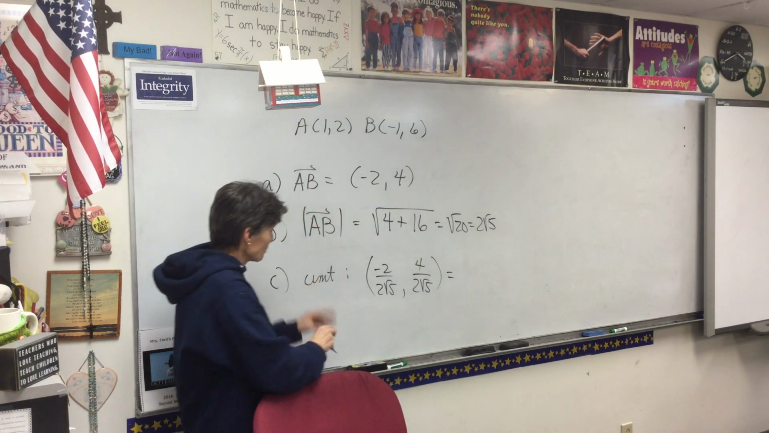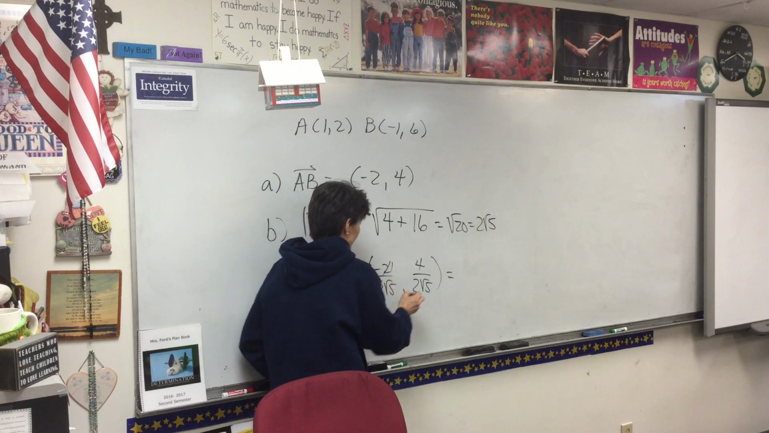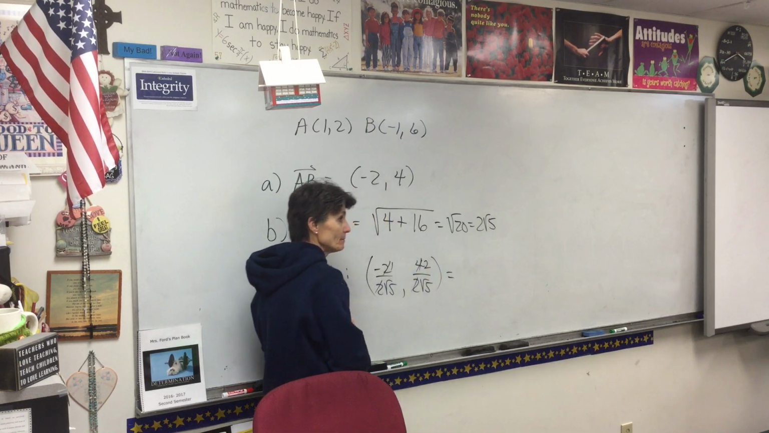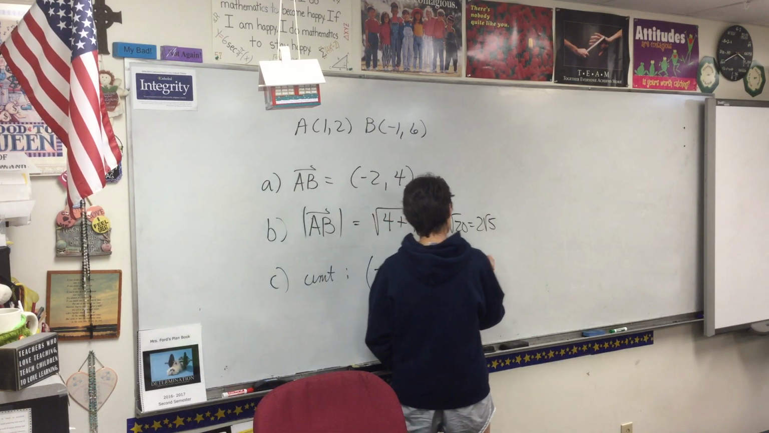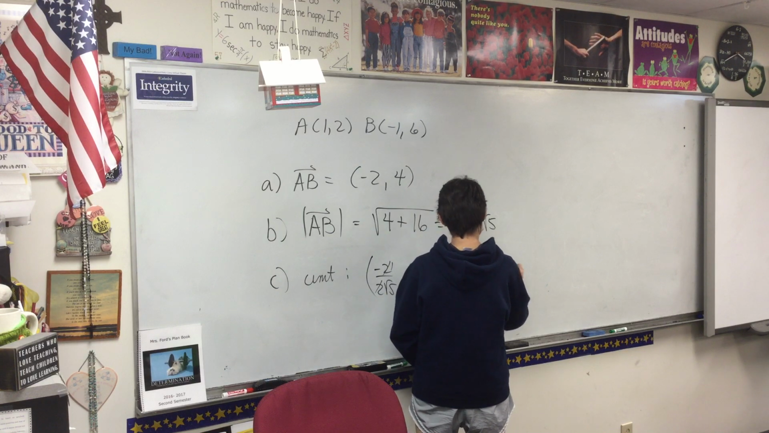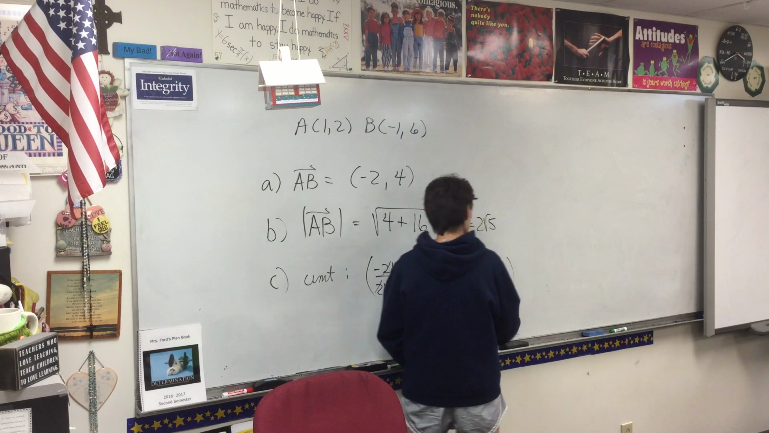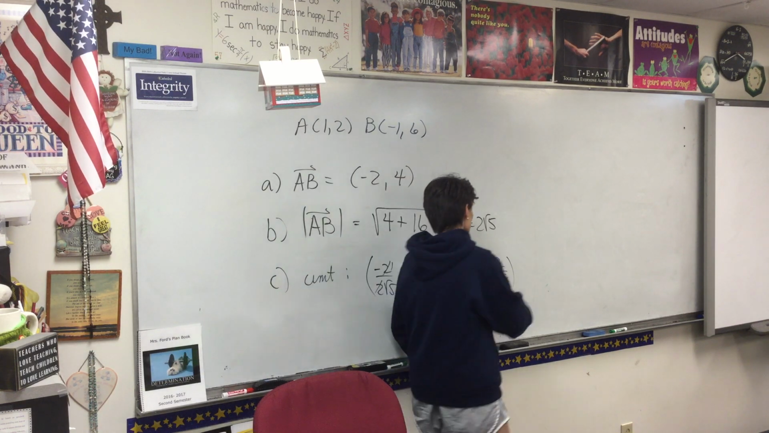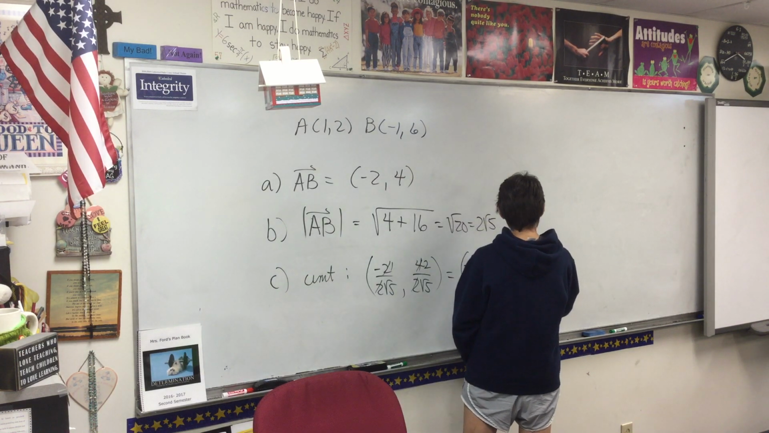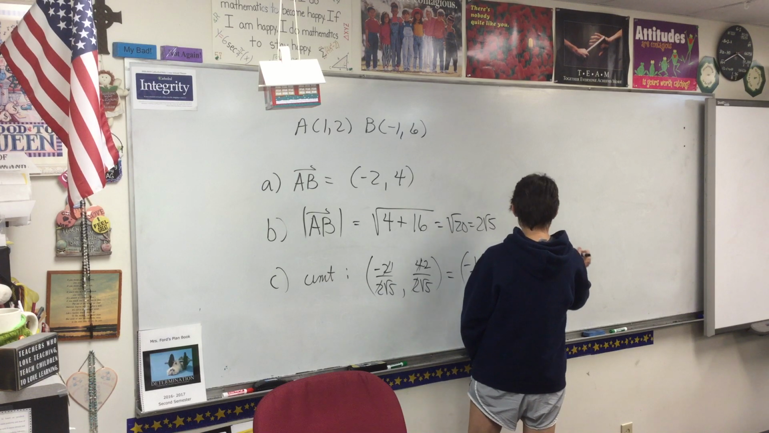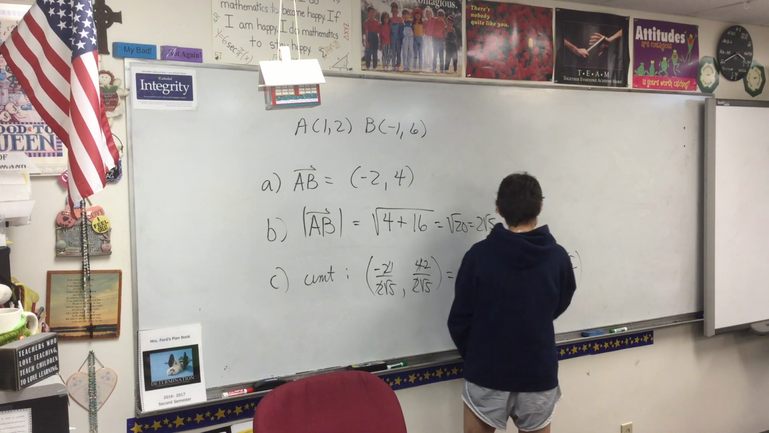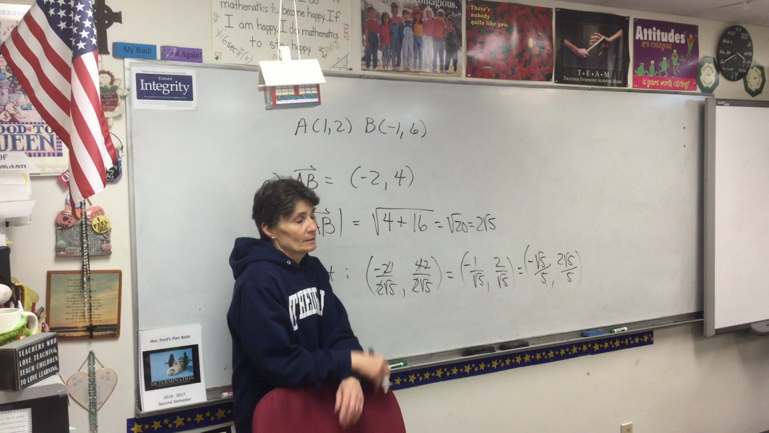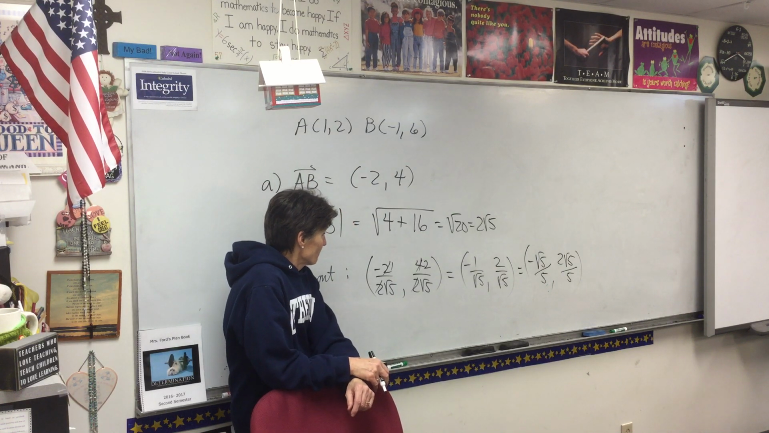So this particular one has some canceling that can happen. So it's -1/√5 and 2/√5. And then it has rationalizing to do. -√5/5, yep, and 2√5/5. There it is.